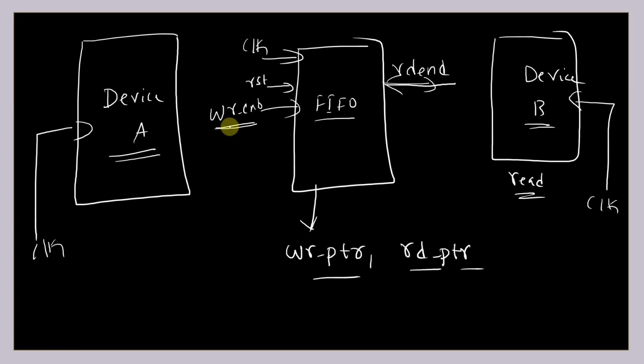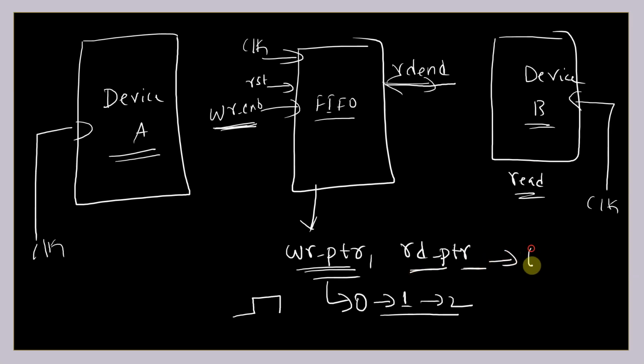Now, whenever device A is going to provide this write enable, write pointer is going to increment itself. Okay, like write pointer, it will be 0, next it will be incremented to 1, next it will be incremented to 2. And whenever the user is providing read enable, read pointer is going to increment itself. That means read pointer will be equal to 0, and read pointer equal to 1, and read pointer equal to 2. Now over here there is no problem, because device A and device B are connected to the same clock, and write pointer and read pointer are incrementing with respect to the same clock. Here both write pointer and read pointer are incrementing with respect to the same clock.